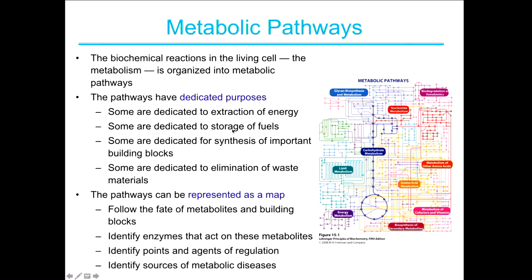Some of our pathways are for storage of fuels, and we'll talk about glycogen synthesis and breakdown today. Of course, there are other ways of storing fuel, like as fat. We have some pathways that are dedicated to synthesis of important building blocks. Again, things like ribose 5-phosphate that we use for a lot of things, right? There might be making the different amino acids, right? We need all these different amino acids. Some we can get from food, some we make from other things that we take in.